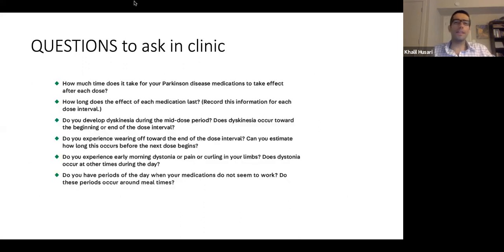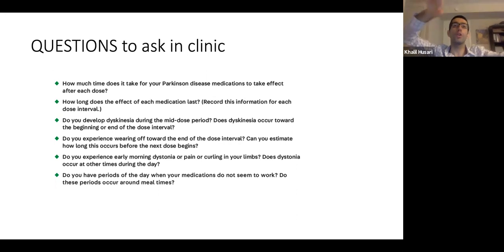So, questions to ask in the clinic for a follow-up of a Parkinson's disease patient. How much time does it take for the medication to take effect after each dose? And then how long does it last? Based on these, you can change either the dose or the frequency. And then, do you develop dyskinesias during the mid-dose period? Or are the dyskinesias unrelated? If they say that the dyskinesias and the movements happen 2-3 hours after my Sinemet dose, this tells you that this is a peak dose. So it starts whenever the curve is at the peak.